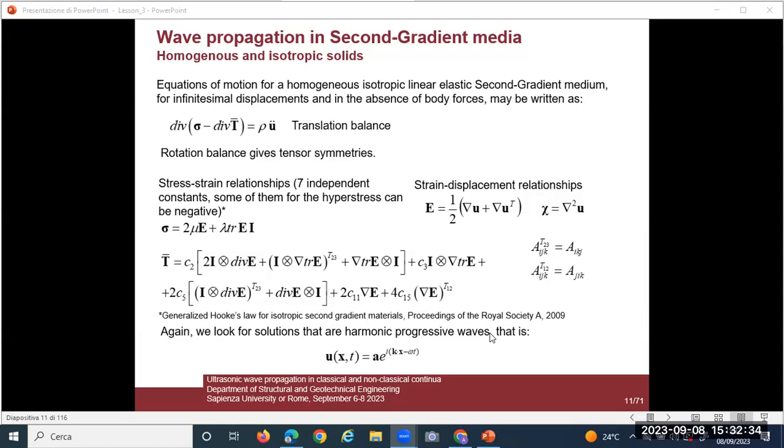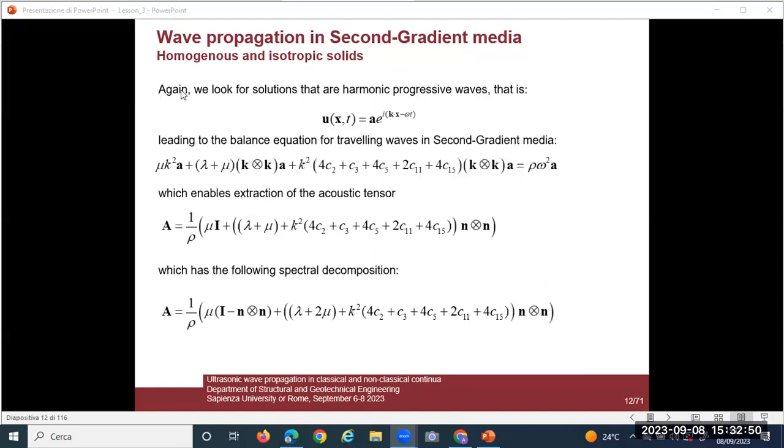interested in the wave propagation in these kinds of continua. So what can we do? Exactly the same thing we do in the classical continuum. We pick a tentative solution, which is this one, and we substitute it in the equation of motion. If we do that, after some algebra, you come up with this balance equation, which describes the propagation of plane harmonic waves with a plane wavefront, which is this one, in second gradient media.